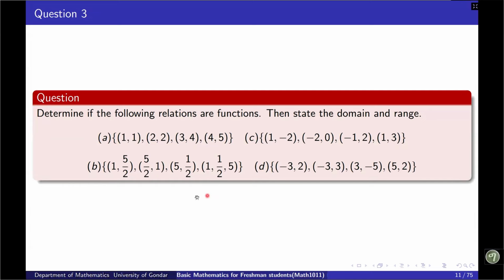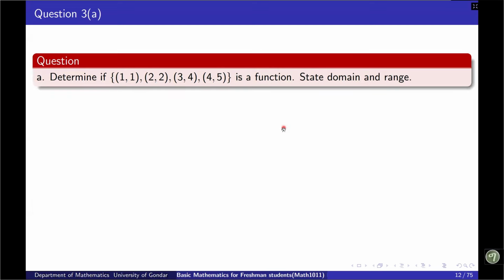Okay, question number 3. It is again determining whether the following relations are functions or not, and we are asked to state their domain and range if they are functions, or relations generally. So let us see the first one. The first relation we are given here. We know that for the given relation to be a function, each and every element of the domain must be paired with exactly one element within its range. That means there must not be any element of the domain of the given relation which has more than one image. That is the mathematical definition of a function.